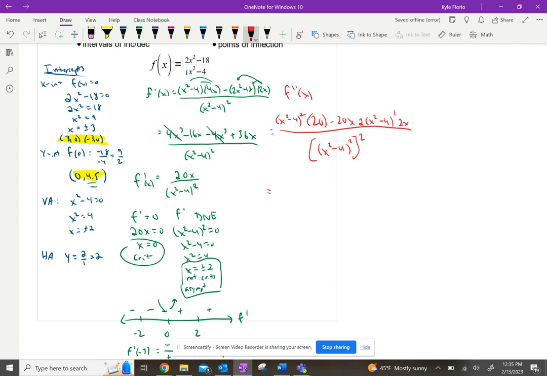Now, super simplification, they both have an x squared minus 4. I'm going to factor that out. I'm going to leave the 20 in because I feel like it.